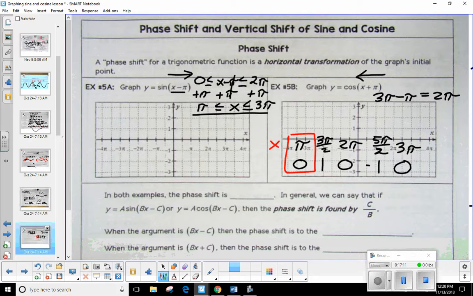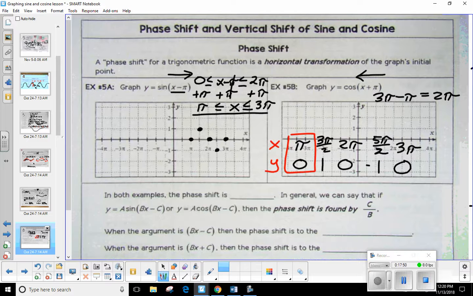Remember, the top row is the x's, the bottom row is your y's. So I have the first ordered pair, pi, comma, 0. So from the origin, I'm going to go pi right, 0. Then I want 3 pi over 2. Well, 3 halves is 1.5, right? So I'm going to go 1.5 pi and then 1 up. Now what? Then we go 2 pi, 0. Then we would have 5 pi over 2, negative 1. And then 3 pi, 0.